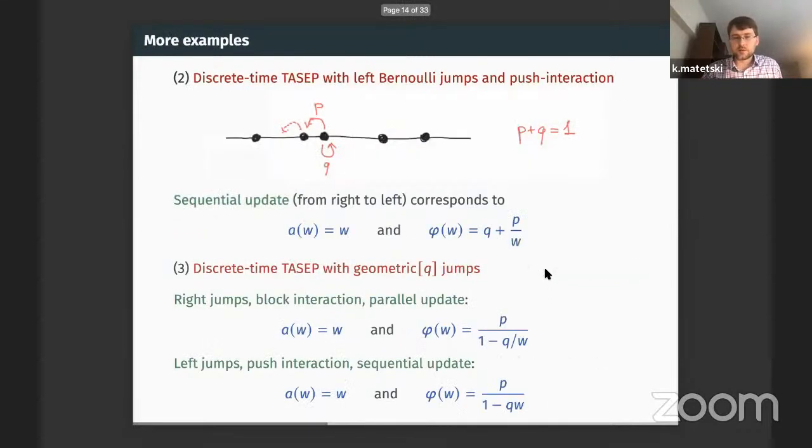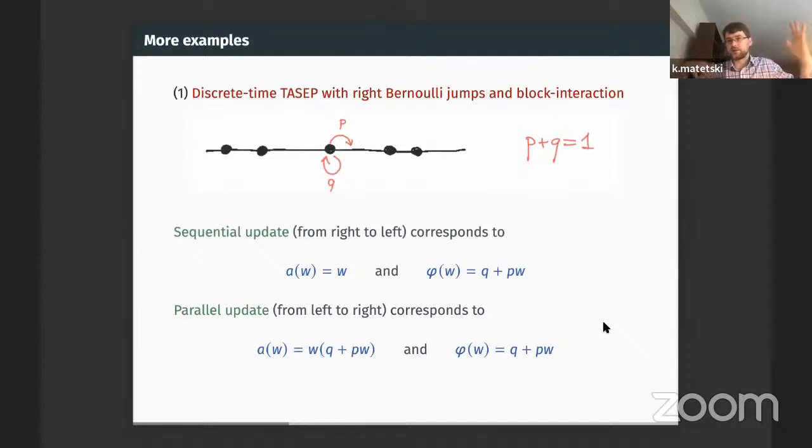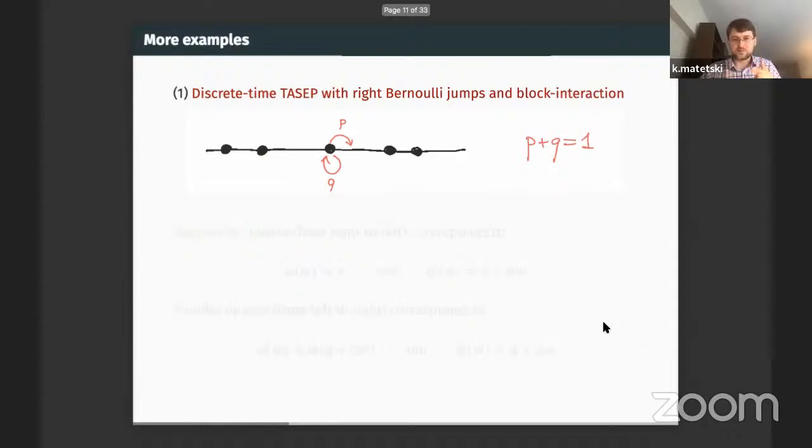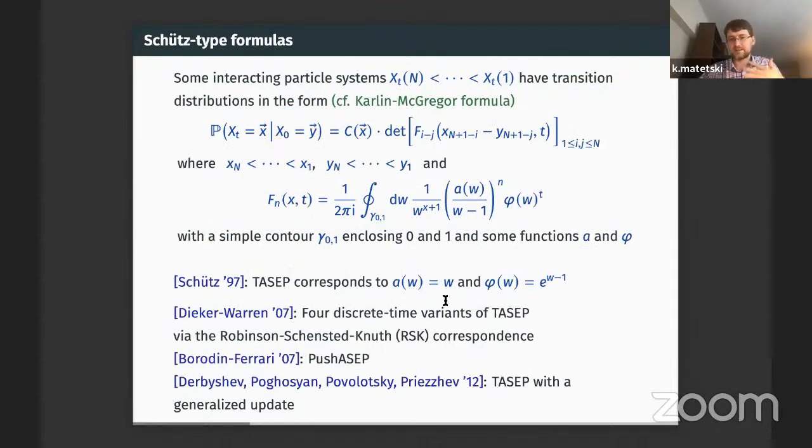So what we had to do is look through the literature to find all the possible interacting particle systems for which the formula is known. And then our solution covers all these models which I mentioned, like this TASEP, discrete time TASEP, and push ASEP, and some generalized convolution. We also discovered some other interacting particle systems which also fall into this framework and which were not known before. But yeah, as I said, it's very difficult to get from the determinant formula to the particle system. Okay, thanks. You're welcome.